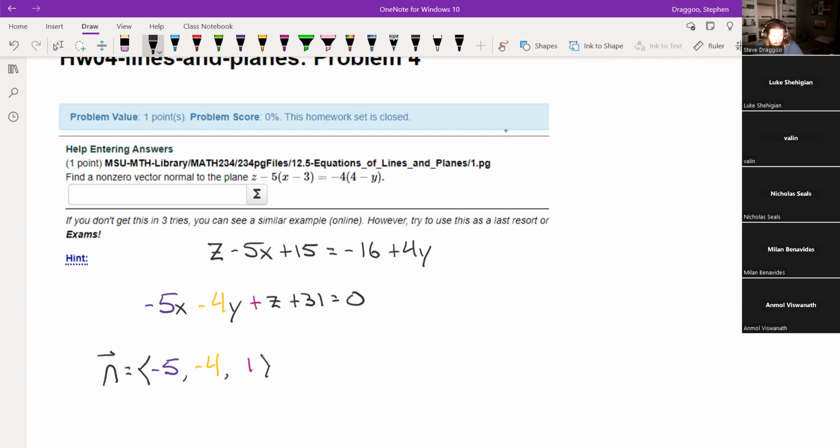The most common scalar multiple of this vector, in addition to this one, would be this thing times -1. So like 5, 4, -1, also a normal vector. So if you just grouped things on the right side of the equal sign instead of the left, you would have gotten 5, 4, -1. So again, either one of those will be completely fine.